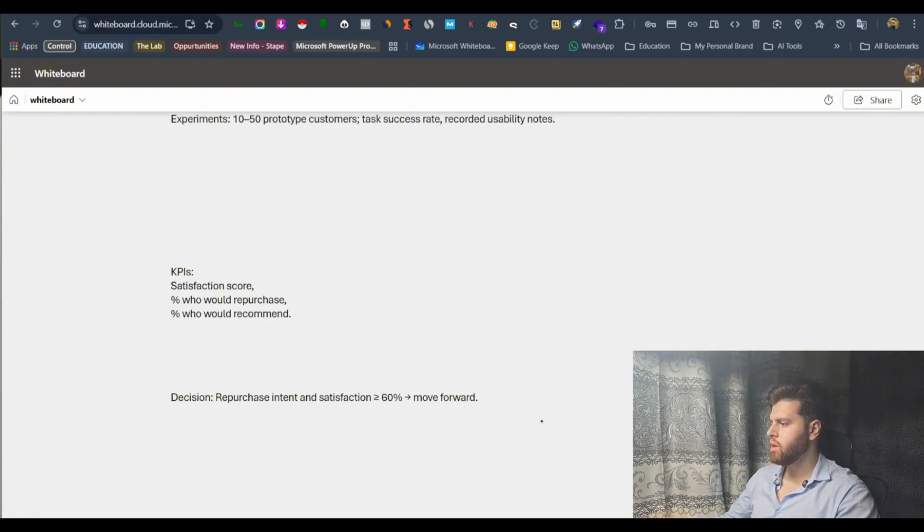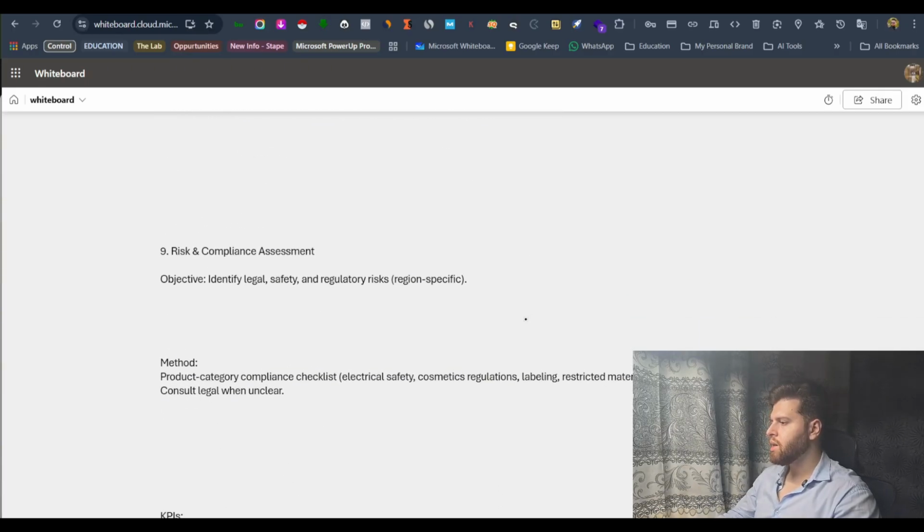The next one is risk and compliance assessment, especially if you're selling cosmetics, especially if you're selling creams, especially if you're selling something for hair. Please, please, please consider this stage. Before launching and before sending to people, and God forbid some customer has a problem with his or her skin and complains about you, or God forbid raises a case. You don't want this mess.